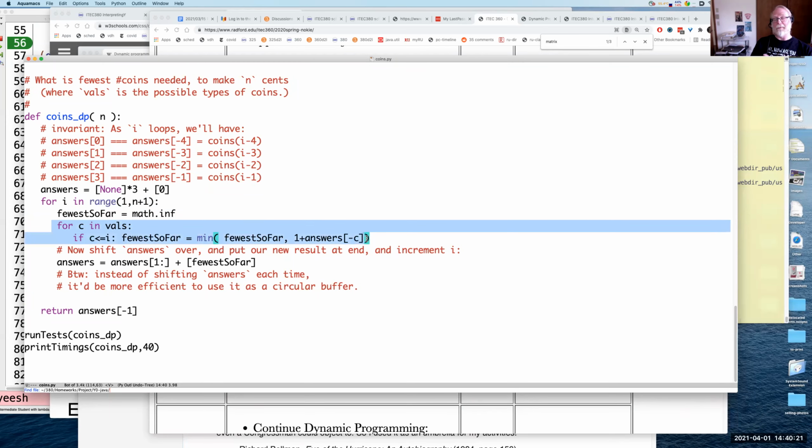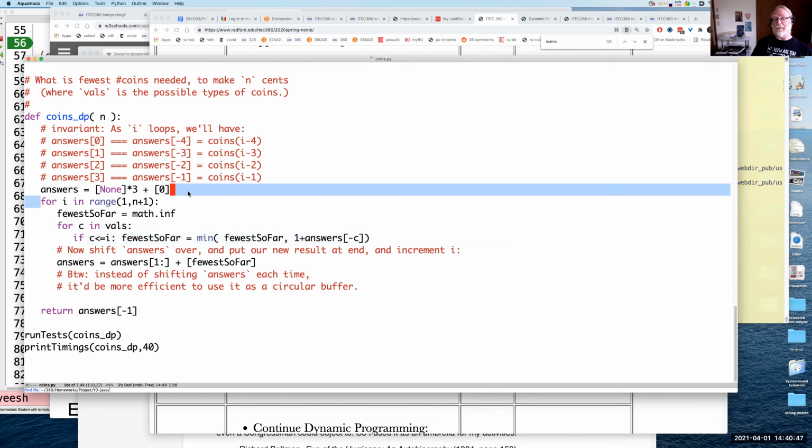Now this might be different, but inside this loop, we had another loop. Here's a for every c in vals. So vals was the number of coins I have, which was, I think, just 3. I had 3 different coin values: 1, 3, and 4. So I only looped over 3 things. But if I had 100 coins, this inner loop would take 100 steps. So what is the overall running time for coins?